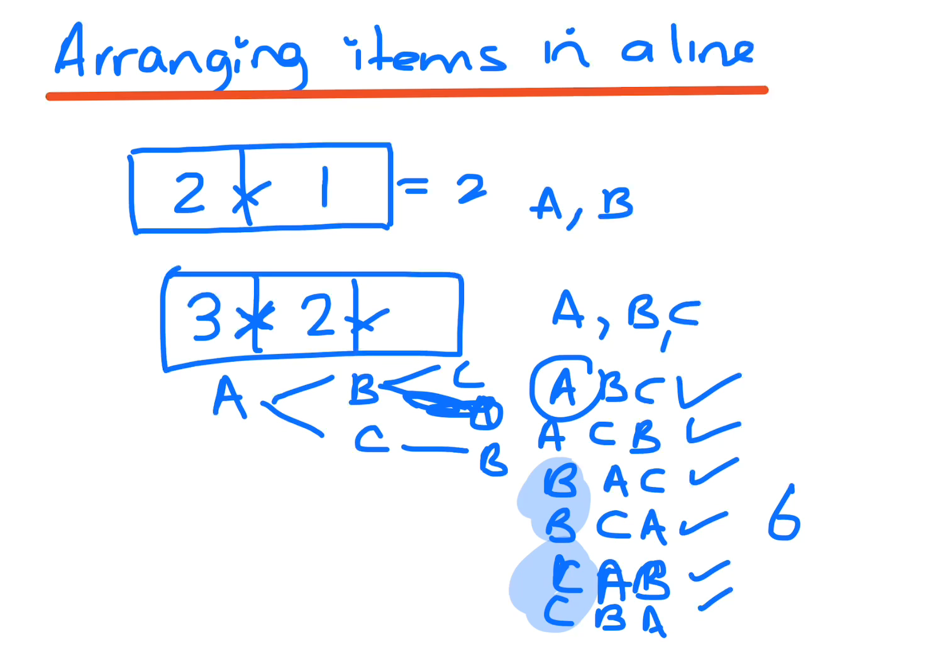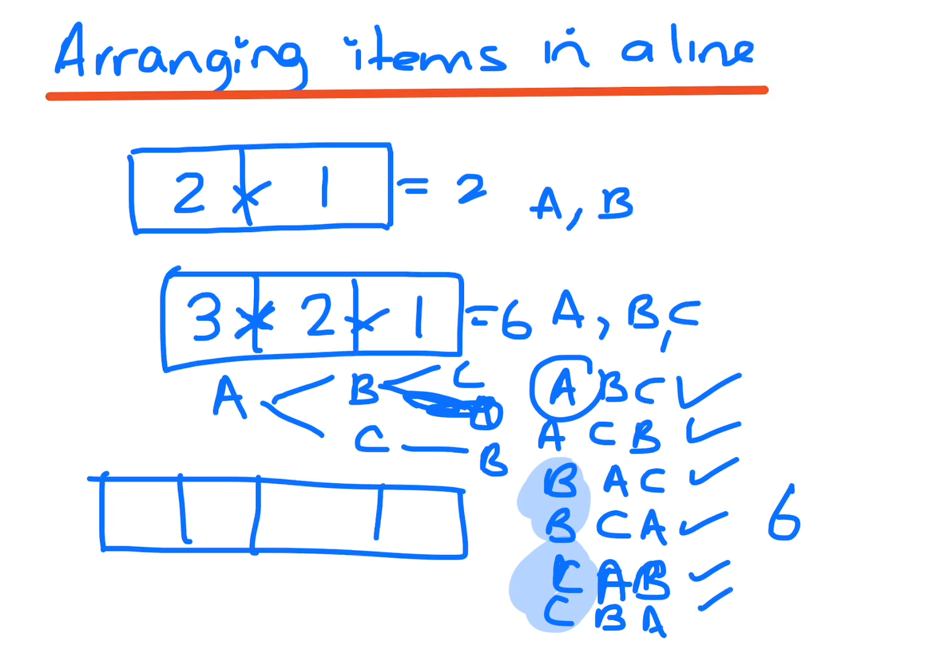So you've got 3 choices on the first, then 2 people left to choose for the second and 1 for the third. So 3 2s is 6 times 1 is 6. Now if you had 4 things, how many do you think you'd have for the first? You'd have 4 choices for the first, 3 for the second, 2 for the third, and 1 for the fourth. So 3 4s are 12, times 2 is 24, times 1 is 24. So there'd be 24 different ways of doing that.